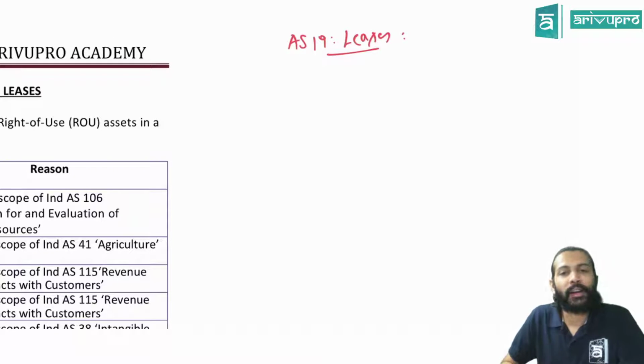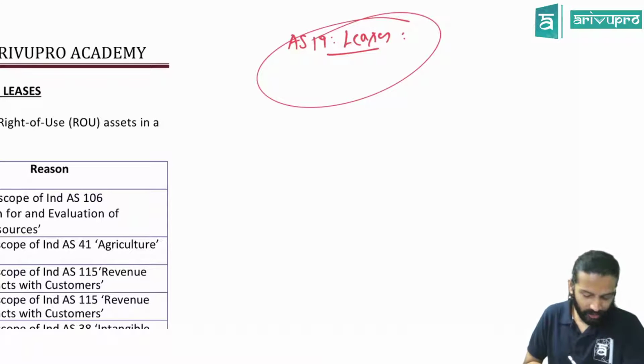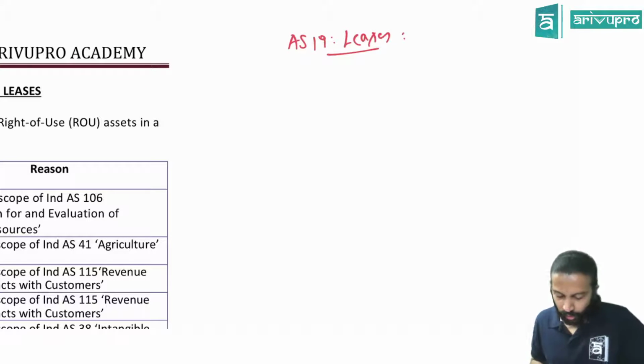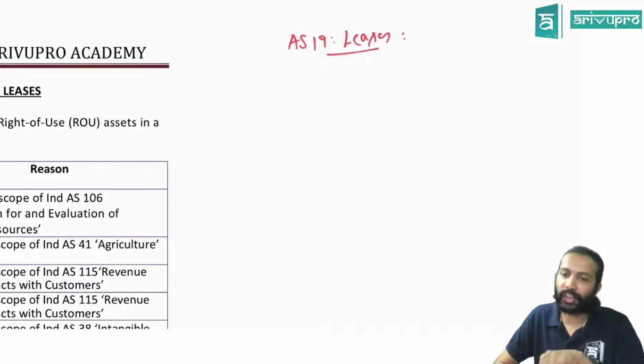So before we start Ind AS 116, can you tell me what you learnt in AS 19, or what you can remember from AS 19, so that we can build it from there? Okay, tell me, what is a lease first of all? Maybe we can start with that. Lease is what according to you? Lease is where the right of use of an asset is transferred to somebody else. Okay, right of use of the asset is transferred to somebody else.